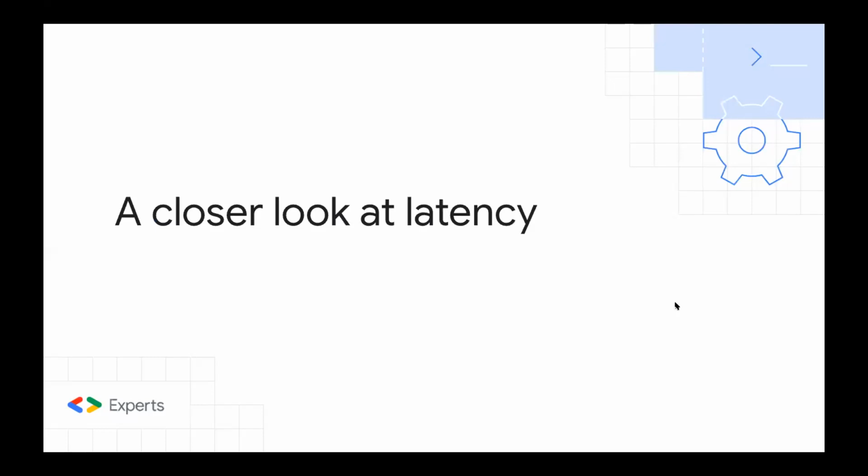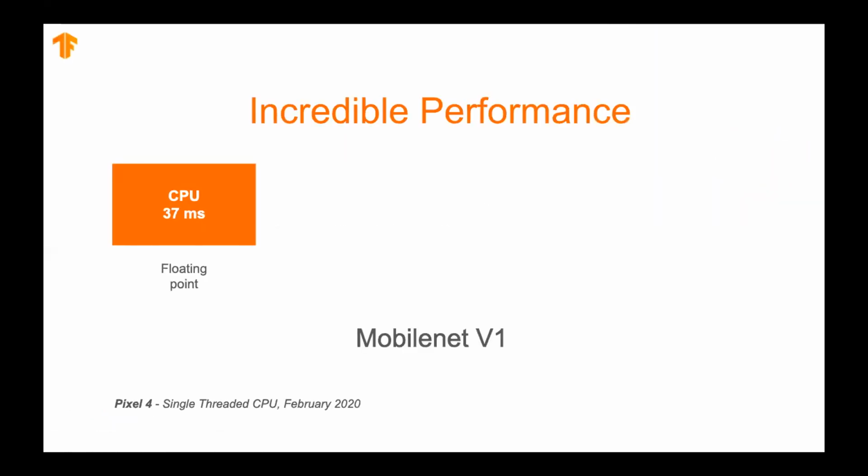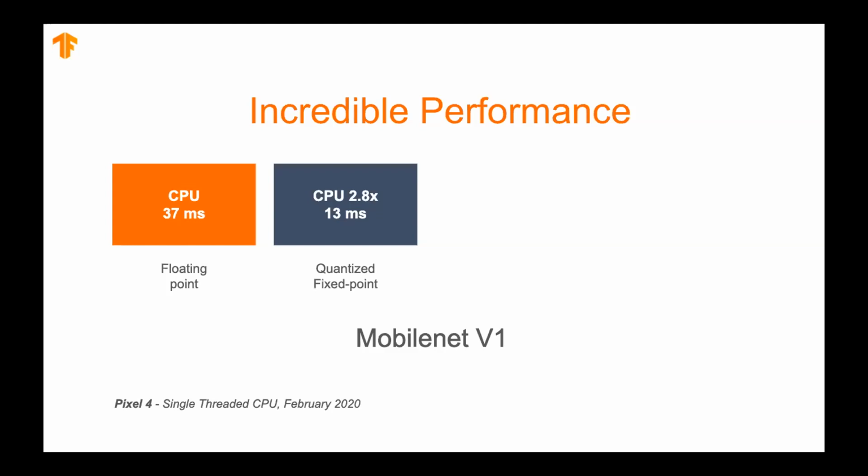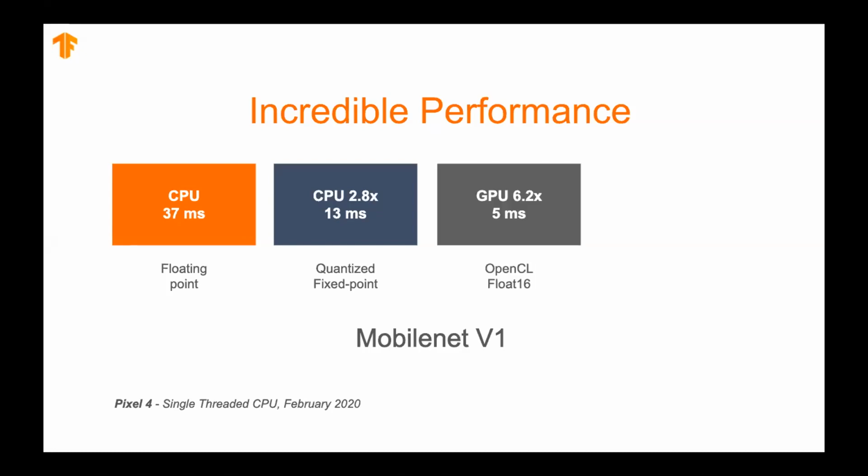A closer look at latency. Maybe this would be far more interesting for your use cases. So here's a floating point MobileNet V2 model without any quantization or optimization. It's being inferred on a single threaded CPU, and the CPU takes 37 milliseconds to run a forward pass on a single input data point. That means a single image. When the model is quantized to fixed point on the same CPU, it takes 13 milliseconds.